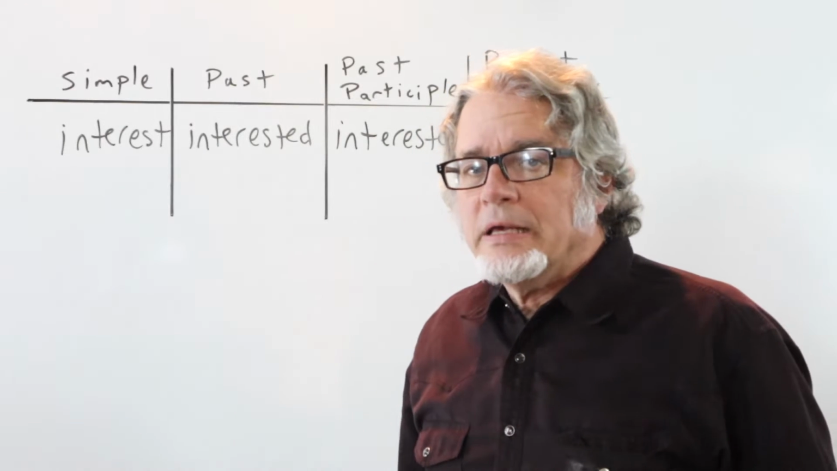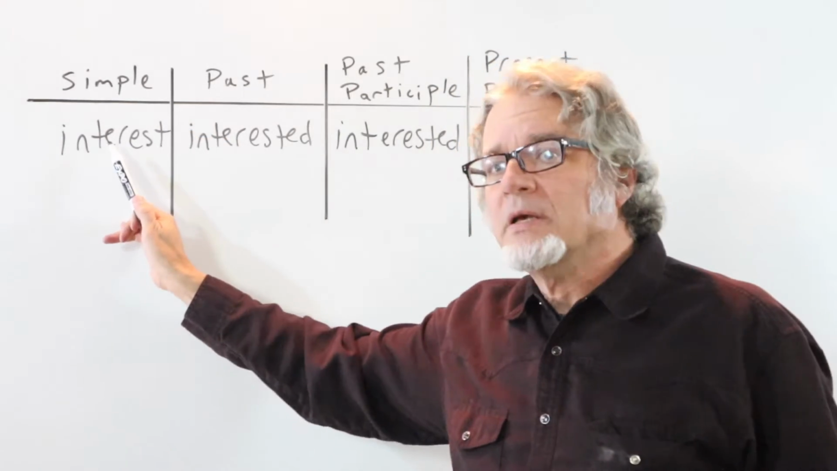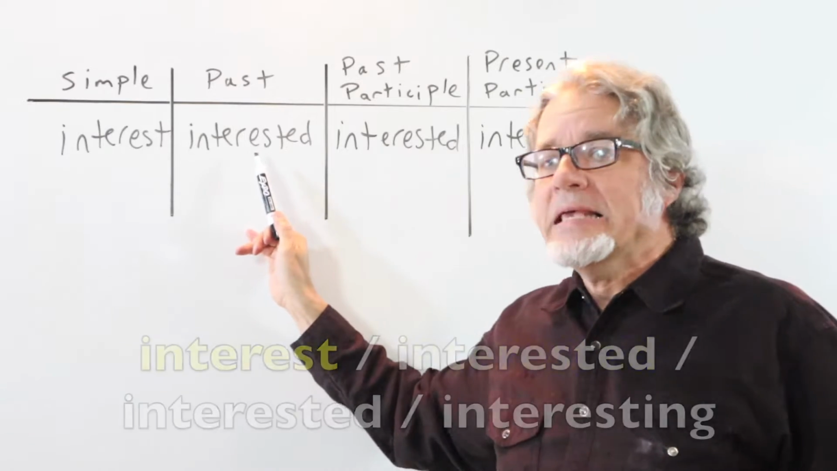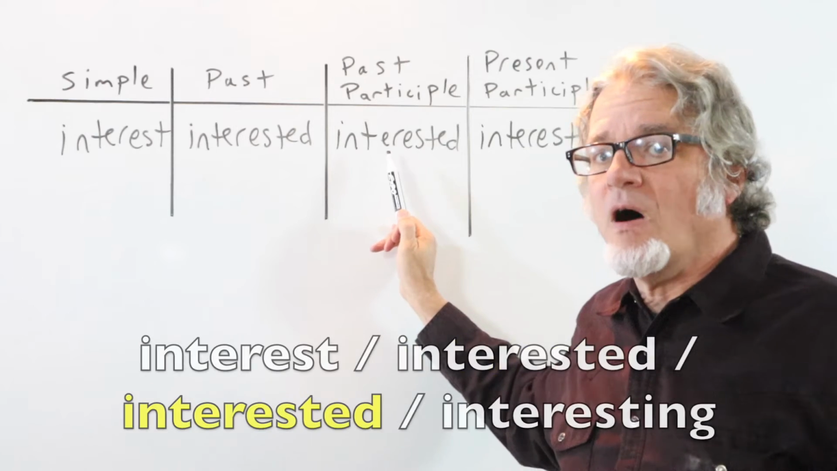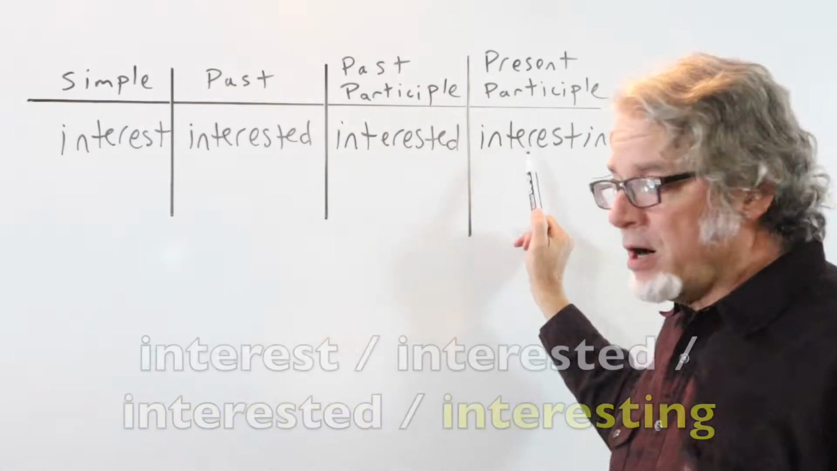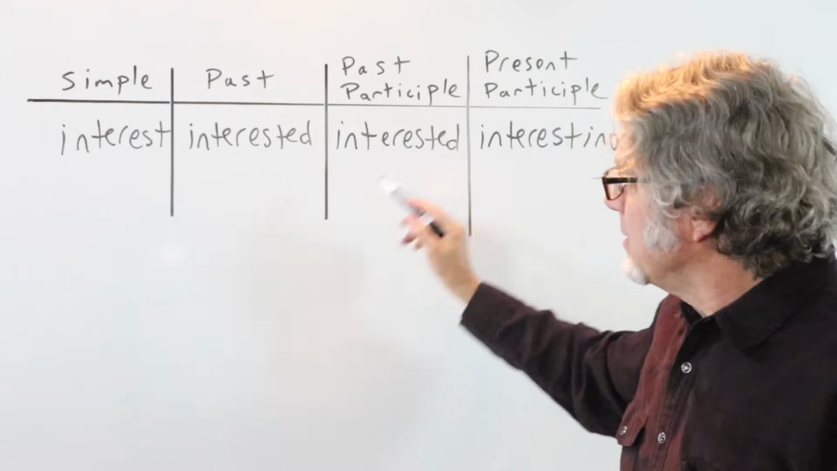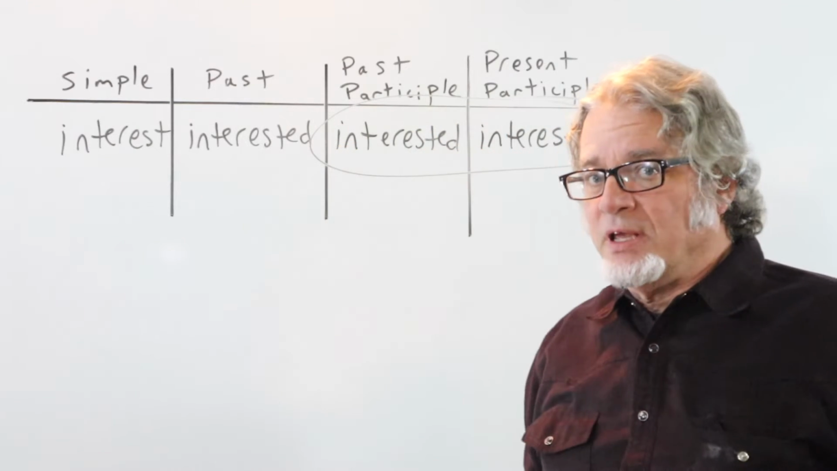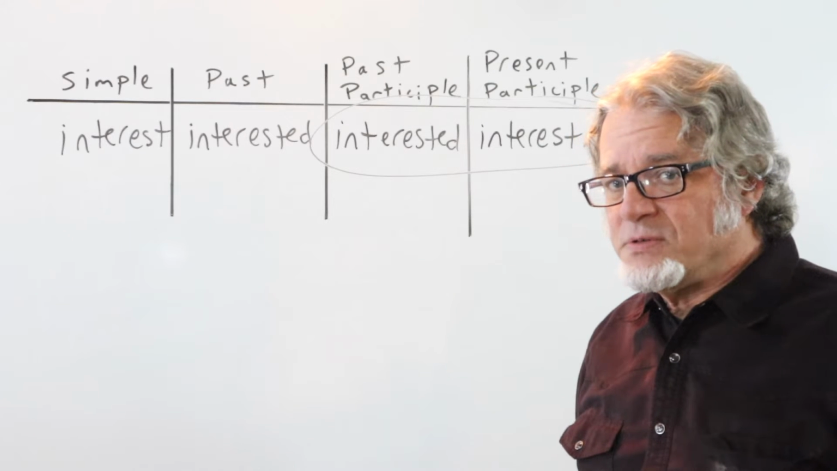Here's the word interest as a verb in the simple form, interest. In the past tense, it's interested. The past participle is also interested, and the present participle is interesting. These two categories, interested and interesting, are often used as adjectives.